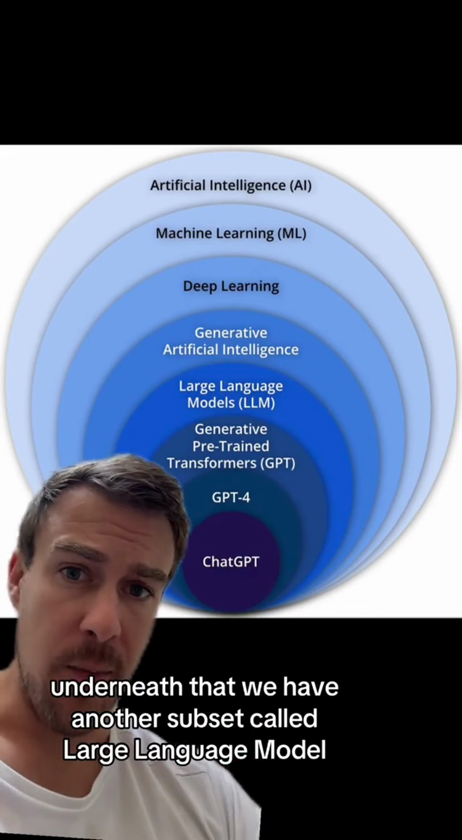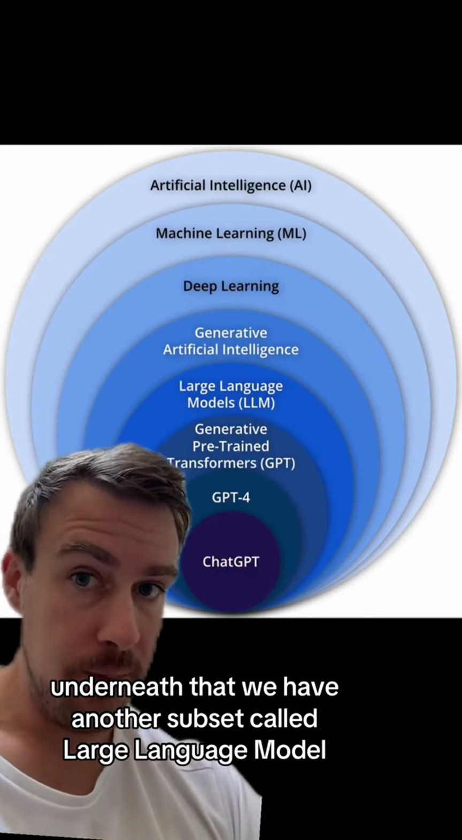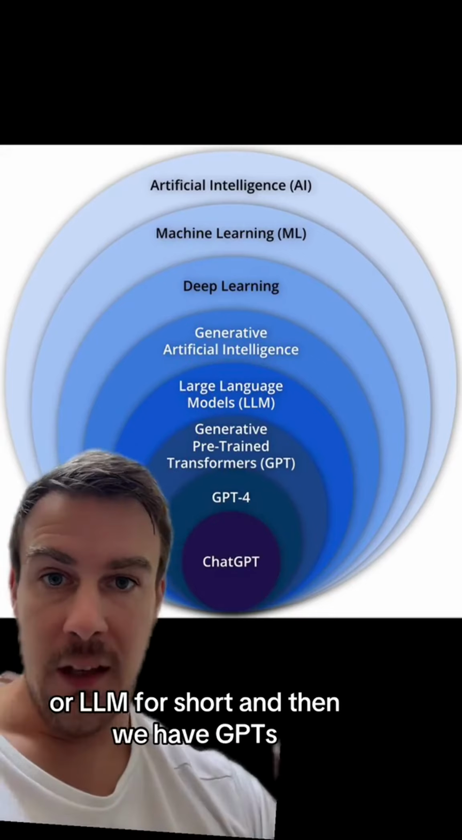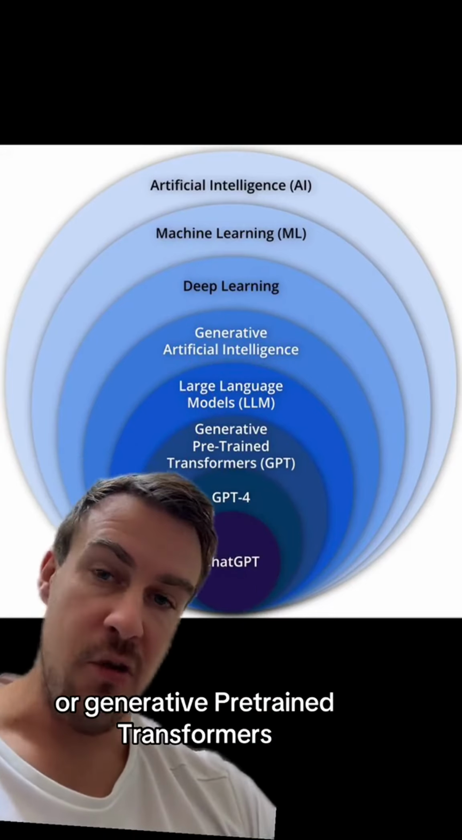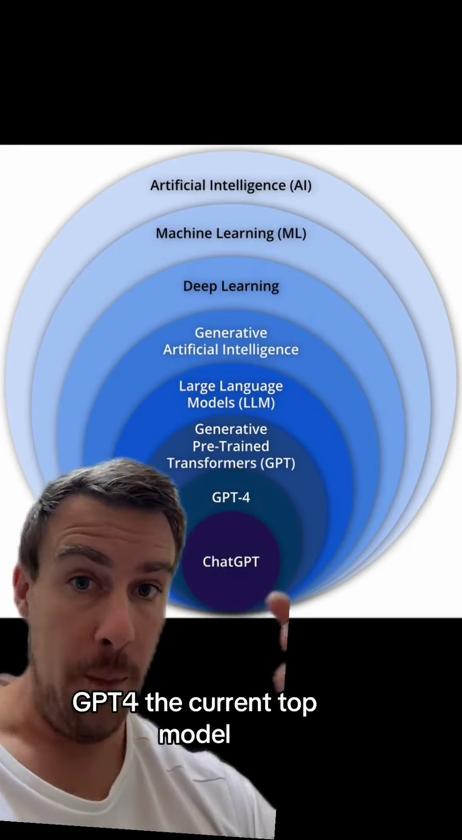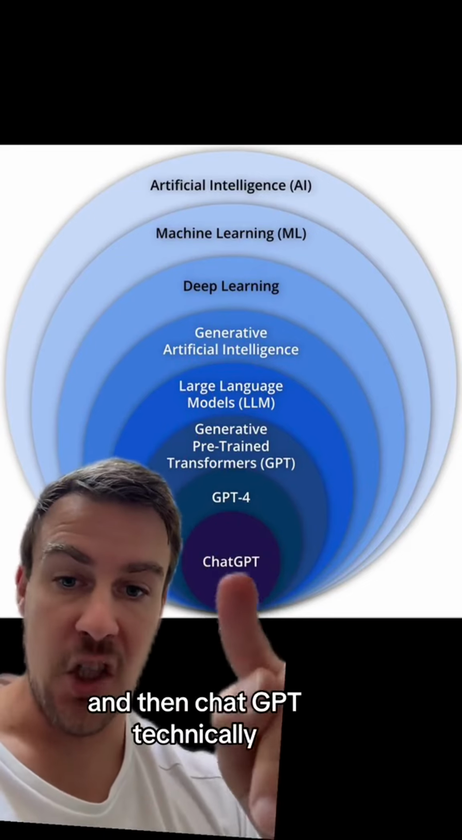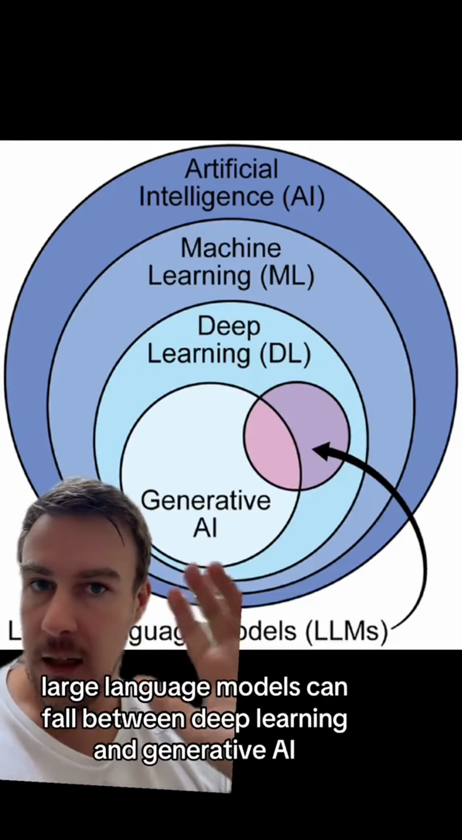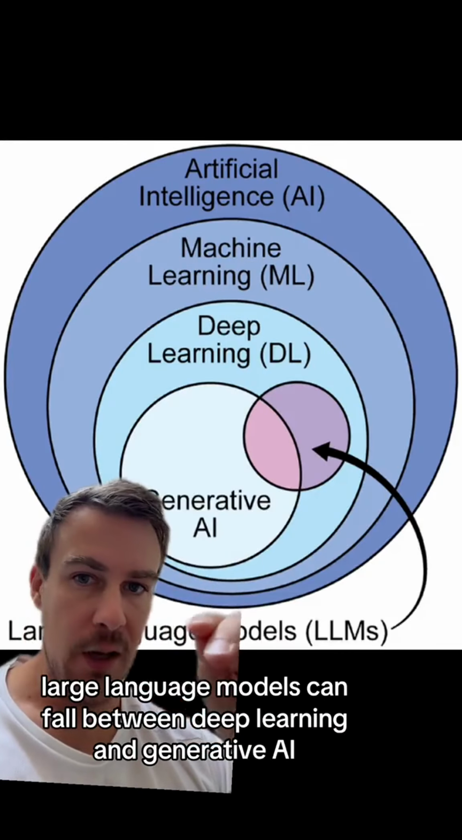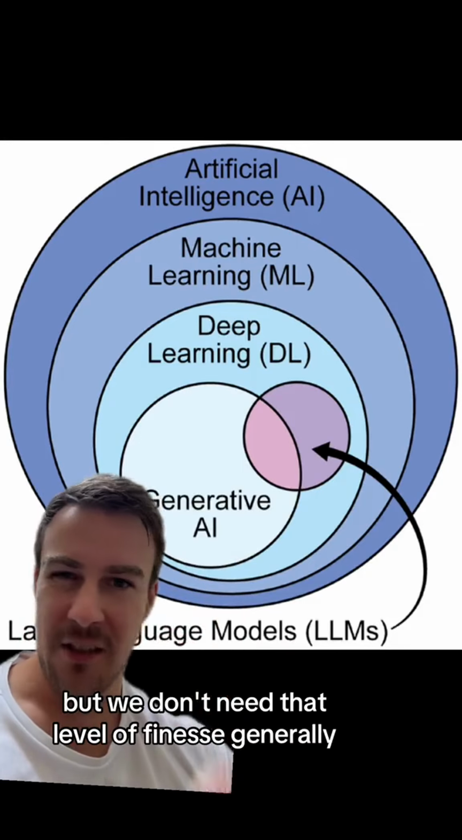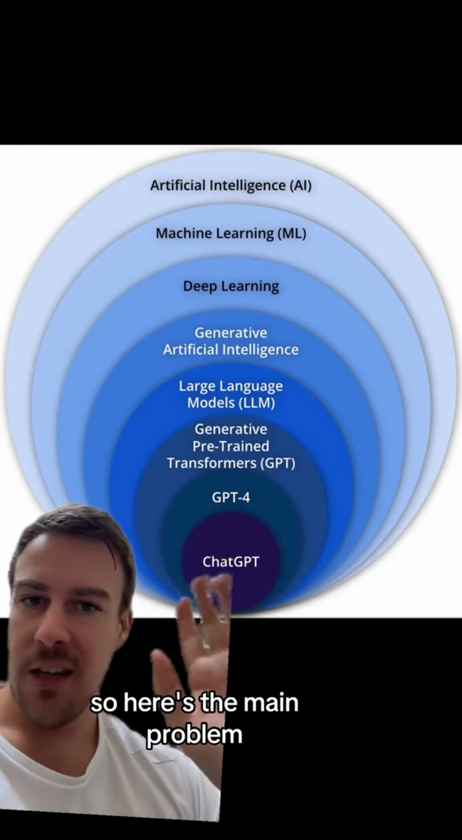Underneath that, we have another subset called large language model, or LLM for short. And then we have GPTs, or generative pre-trained transformers, GPT-4, the current top model, and then ChatGPT. Technically, large language models kind of fall between deep learning and generative AI, but we don't need that level of finesse generally. So here's the main problem.